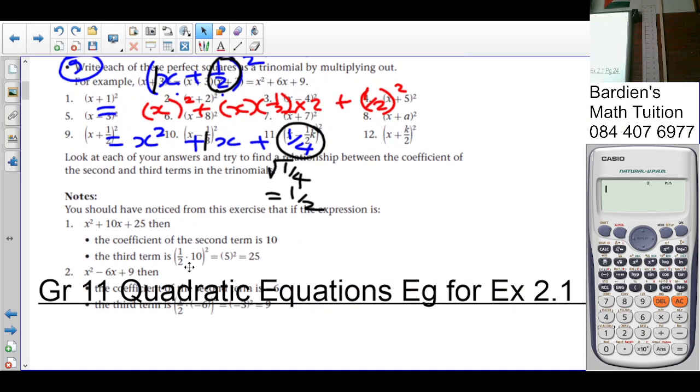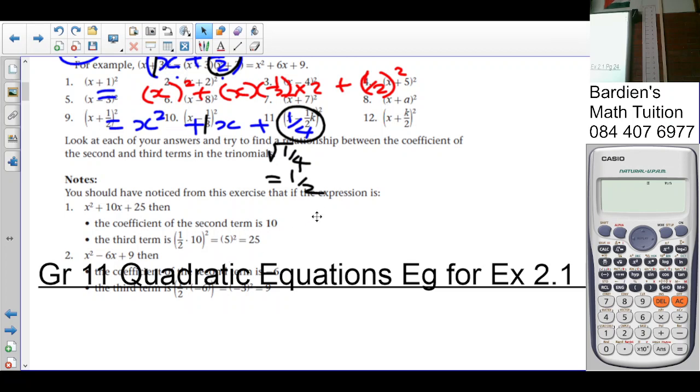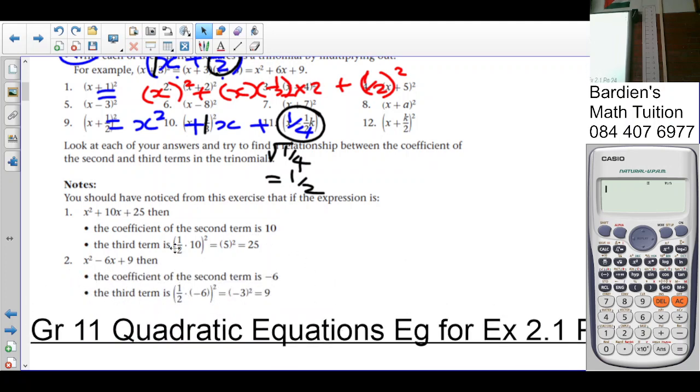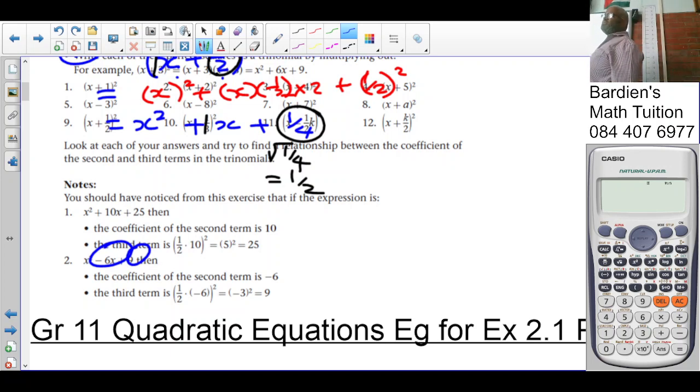Here we are told to note: you should have noticed from this exercise that if the expression is x squared plus 10x plus 15, then the coefficient of the second term is 10, and the third term is a half times 10 squared. If you look at number 2, the coefficient of the second term is negative 6, as you can see here, and the third term is a half times negative 6 all squared, which is 9. As we note, there is a relationship existing between those numbers.